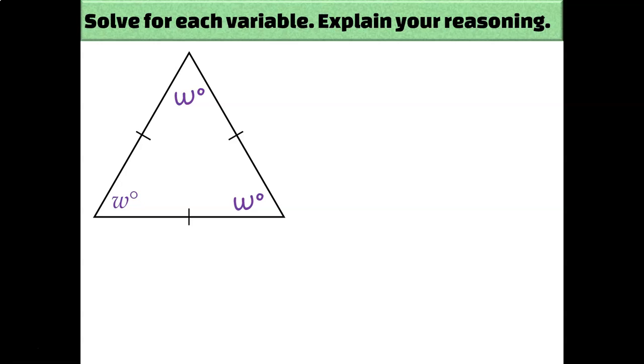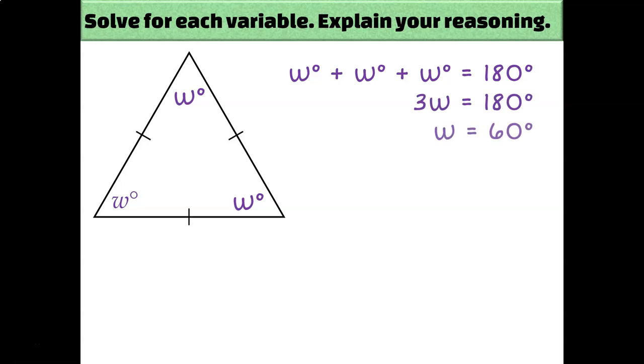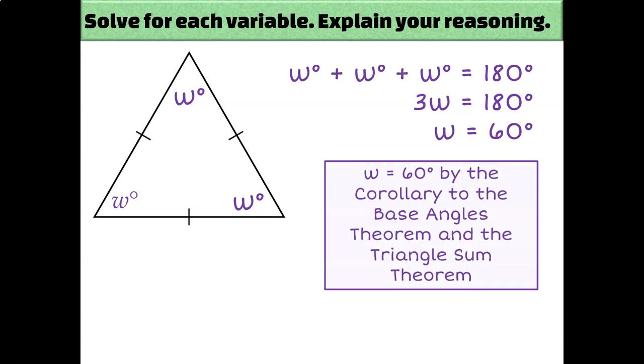If I have a triangle with three angles that are all marked as W, I can add W plus W plus W and set it equal to 180 degrees, because the triangle sum theorem tells me that the sum of the interior angles of a triangle is always equal to 180. So I get 3W equals 180, and that means that W must equal 60 degrees.